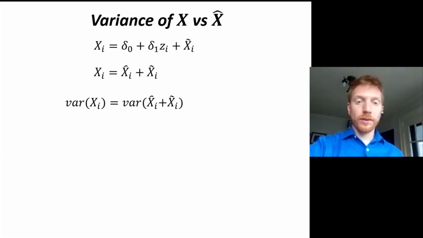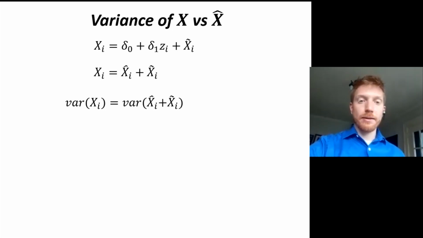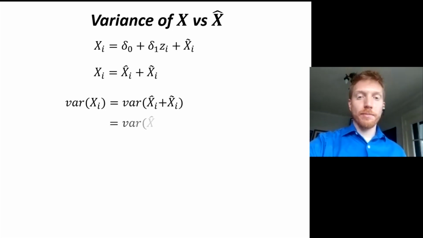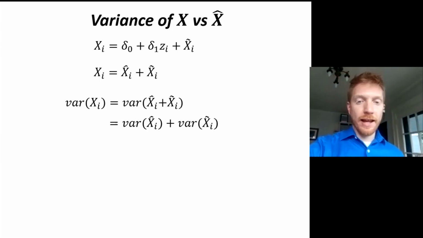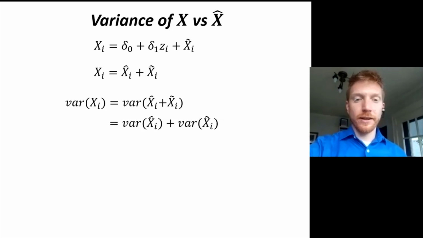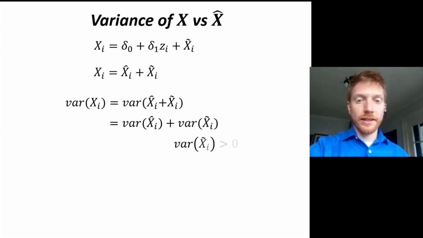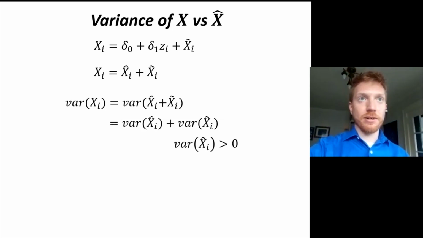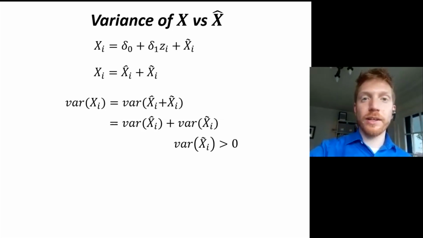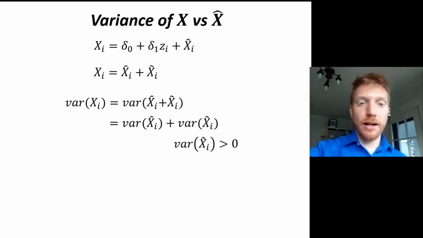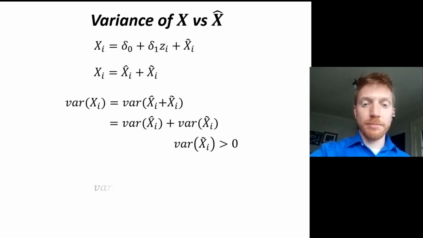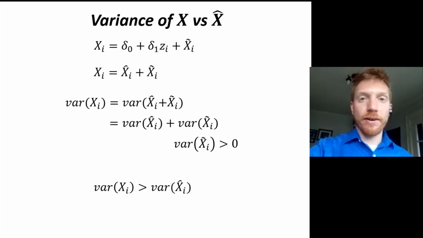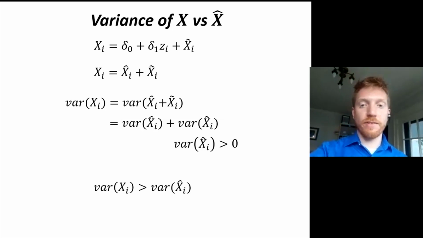Well, the way that we're linearly constructing these, x tilde is independent from x hat, so we can break out that variance, and therefore we have the variance of x hat plus the variance of x tilde. Well, we also know that that variance is not going to be 0 unless we have an absolutely perfect instrument. That won't be 0, so it will be greater than 0. That mathematically simply implies that the variance of x is greater than the variance of x hat.